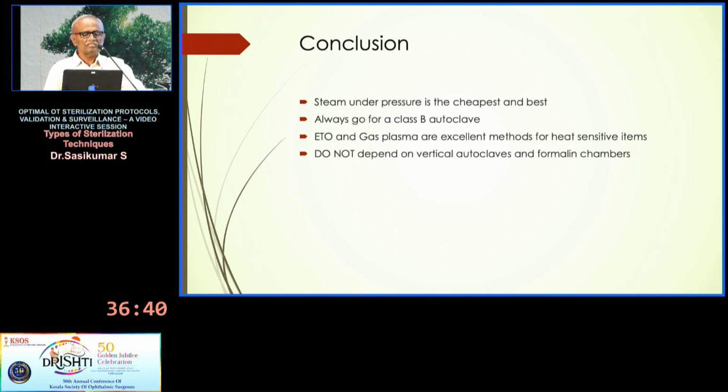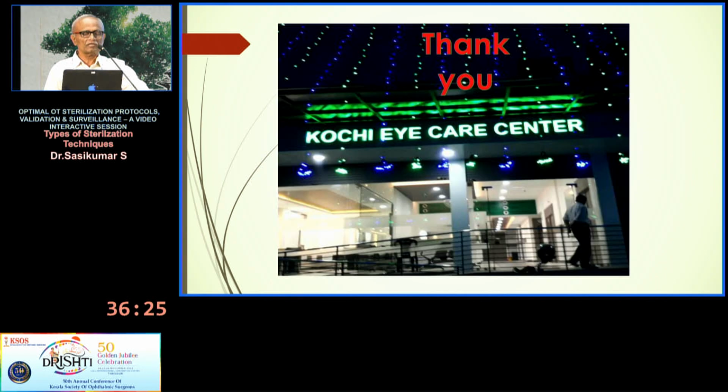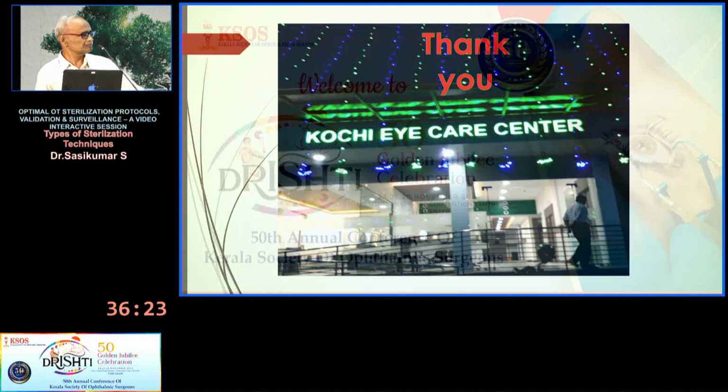So to conclude, steam under pressure is the cheapest and the best autoclave technique. Always go for a class B autoclave with a fractionated vacuum pump. ETO and gas plasma are excellent methods for heat sensitive items, and do not depend on vertical autoclaves and formalin chambers. Thank you.